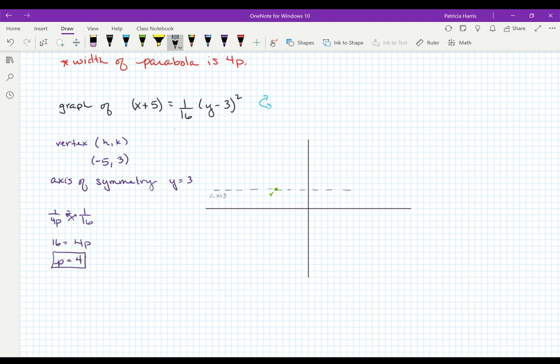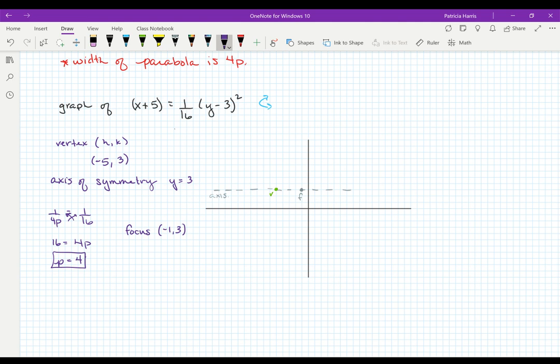Okay, so now I'm going to use the p to help me find my focus. From the vertex, I'm going to look at the direction of my opening, which is right, and count 4 away. 1, 2, 3, 4. There's my focus. Where is that? My focus is at negative 1, 3. Notice it's negative 5 plus 4 because you're going to the right.